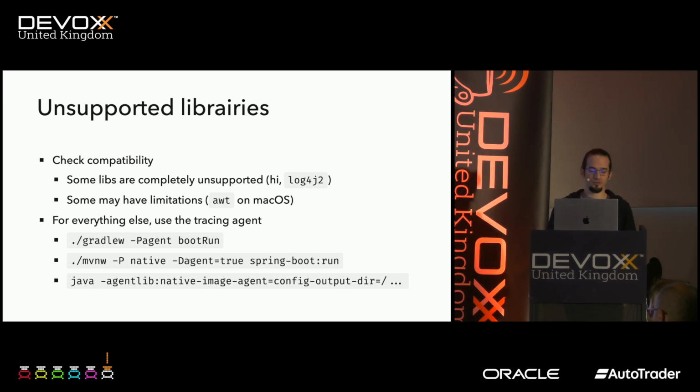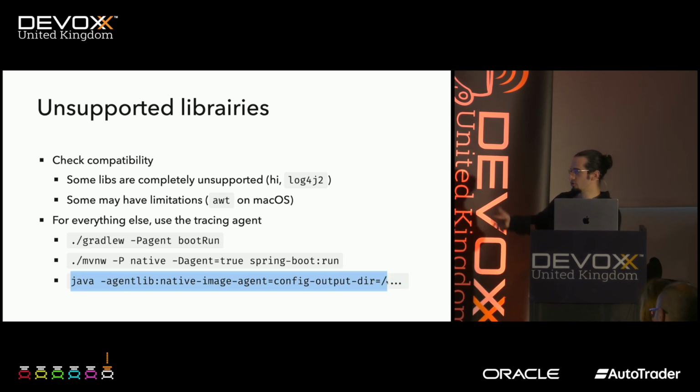And then for everything else, you use the tracing agent. So with Gradle, -Pagent, with Maven, -Pnative -Dagent=true. And then if you're just running a Java, if you want to run the jar, you can pass more configuration with the agentlib like this.